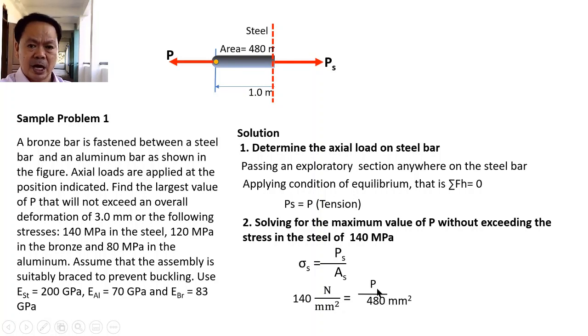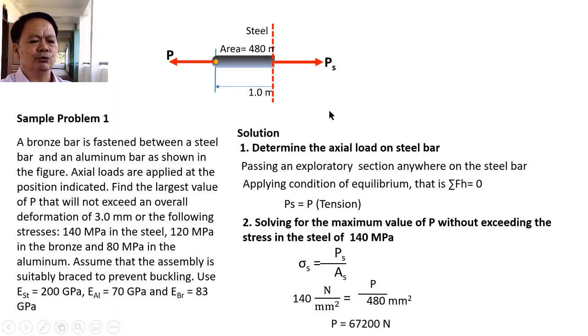Here I have 140 Newton per square millimeter, which is equivalent to megapascal. P is an unknown value, while the area is in square millimeter. The square millimeters will cancel, and we shall get the value of P in Newton, which is equal to 67,200 Newton. Take note that this 67,200 is the maximum value of P in tension without breaking the steel. But that is not already the maximum that the entire composite bar can carry, because there are two more bars that we have to consider. The other one is the bronze and the other one is the aluminum.